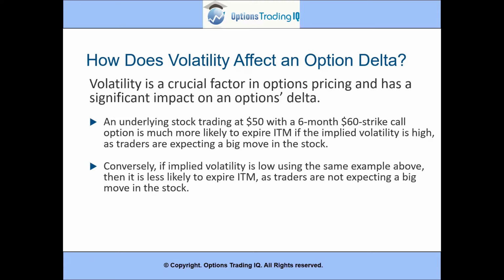Therefore, if there's lower volatility, further out of the money options have a lower delta, and if there's high volatility, the out of the money options will have a higher delta.